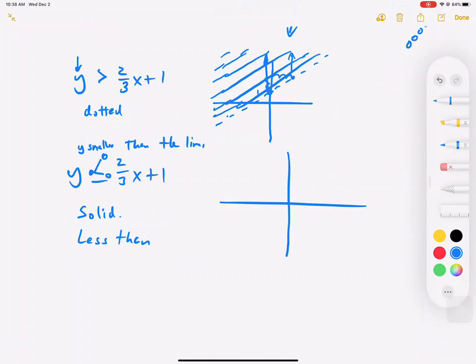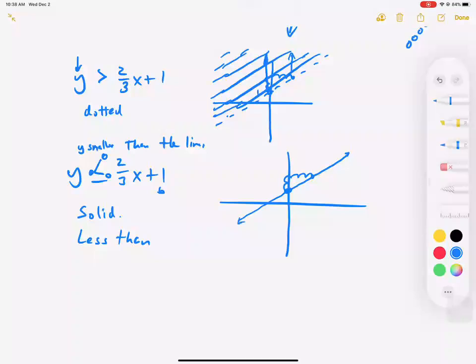Okay, so here we go. We start at 1 because that's my b value. My slope is rise 1, 2, run 1, 2, 3. This hasn't changed. Is this a solid or dotted line? Because of the equal sign, that means you are allowed to be on the line. This is included.